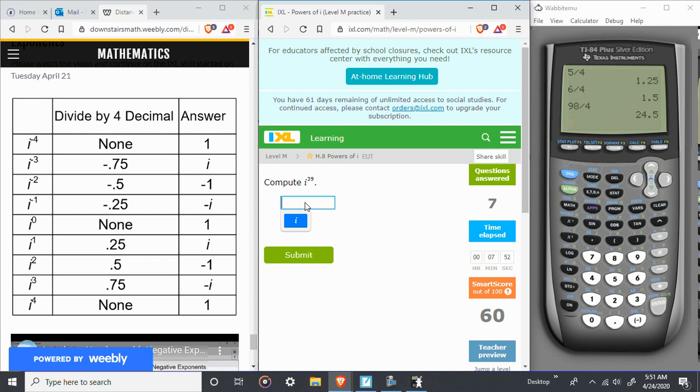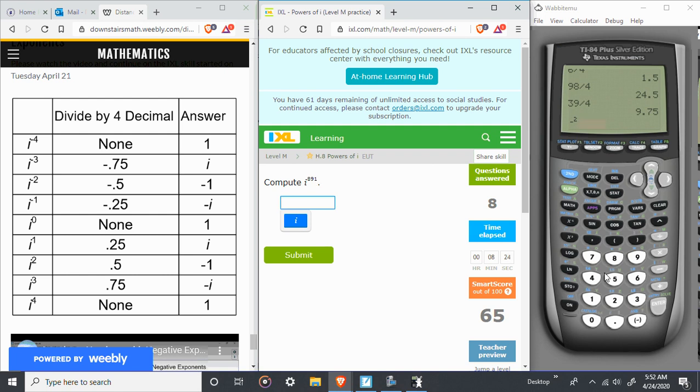Okay? Again, 39 divided by 4. And what's my remainder? 0.75. 0.75 means my answer is negative i. Again, think about that. 39 divided by 4 is 9 with a remainder of 3, right? So 3, or 0.75 like we got with the decimal. And that's going to be us right there.